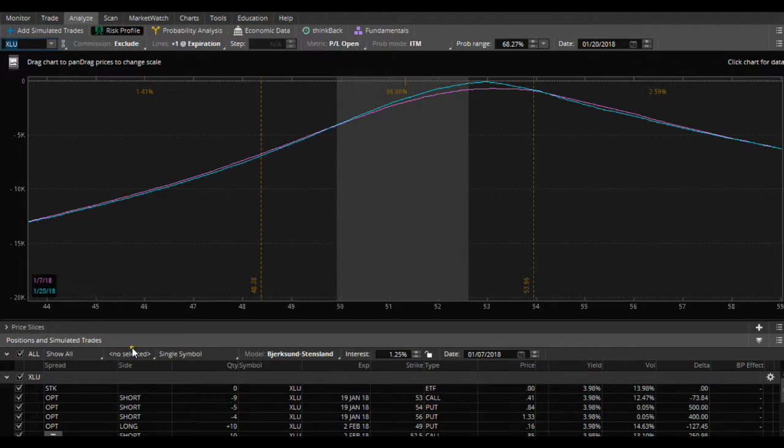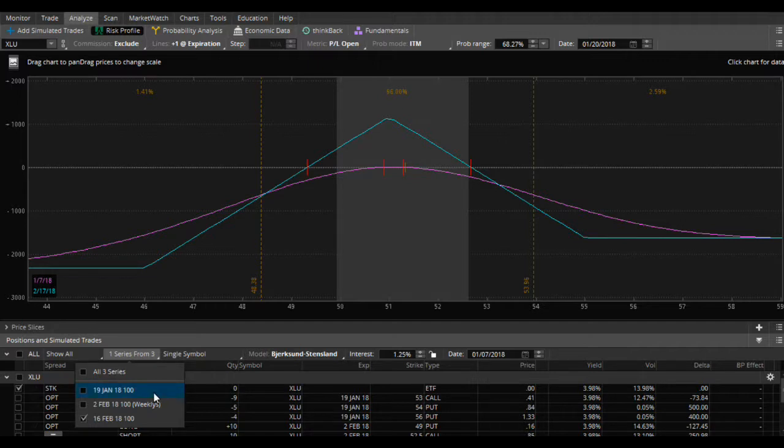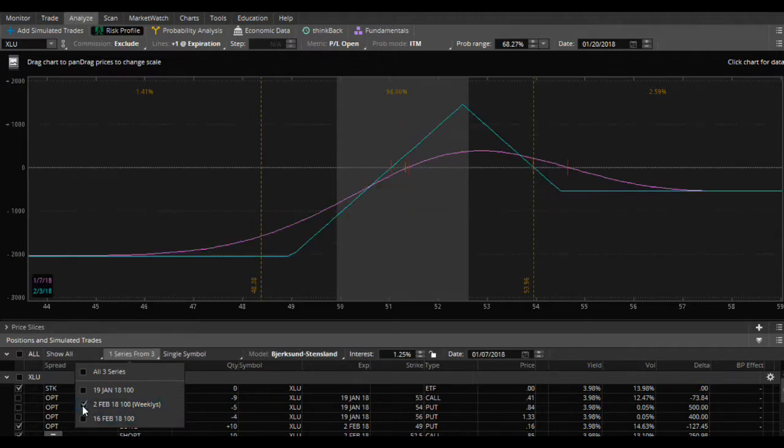XLU, let's actually get into our new position that we just added in February. That looks fine. Now this probability of profit is off because it's doing the most recent expiration date. So XLU is fine for February, February the 2nd. We're a month out, so we might add another one right here, but maybe not.